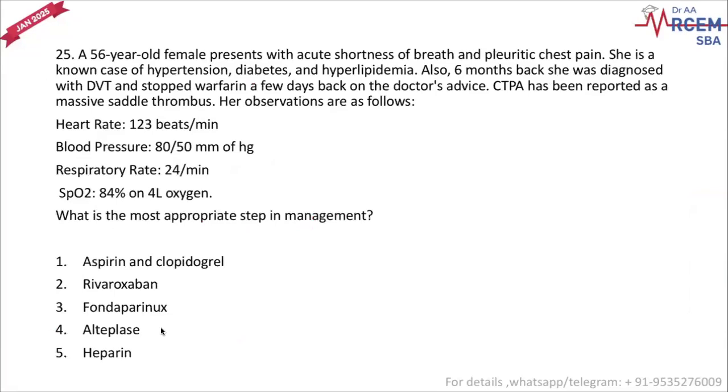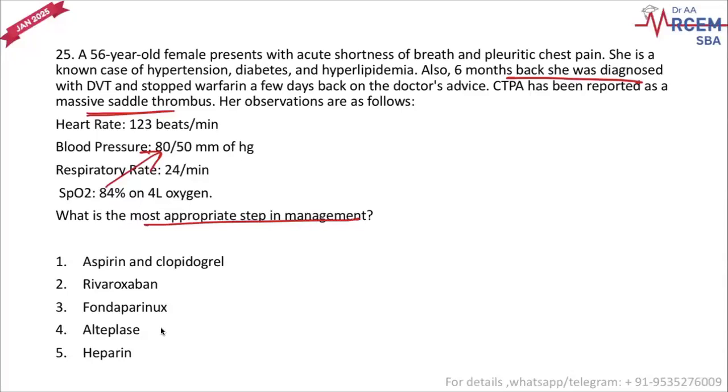A 46 years old female presents with acute shortness of breath with pleuritic chest pain. She is a known case of hypertension, diabetes, and hyperlipidemia. 6 months back, she was diagnosed with DVT and stopped the warfarin a few days back on doctor's advice. CTPA has been reported as a saddle type of thrombus here. Hypotension is present. What is the next best step?